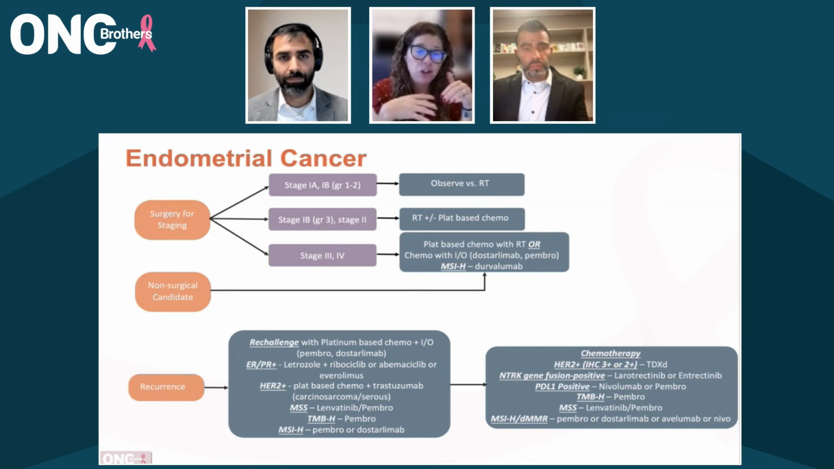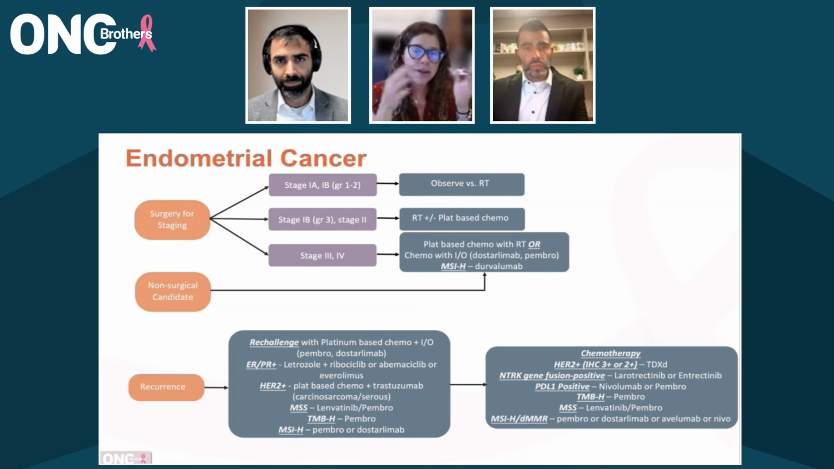There's additional data being generated for some of the earlier stage, and in fact should be presented over the next few weeks. So to be determined if we're looking at the addition of checkpoint even in the early adjuvant therapy with, say, cuff radiation or early radiation for early stage disease. So I think this is being explored quite a bit, and I definitely think from an adjuvant setting, it's really, really intriguing and should be considered.